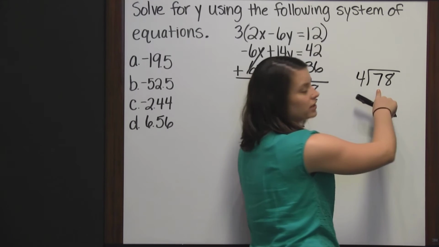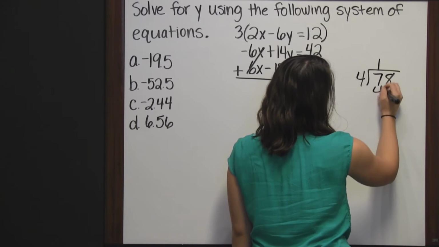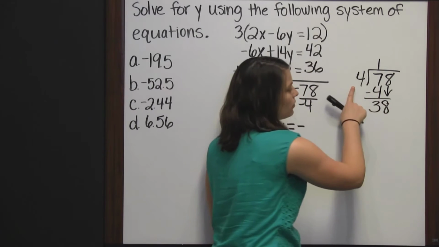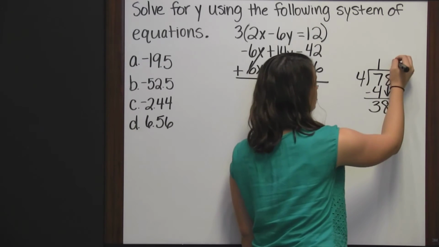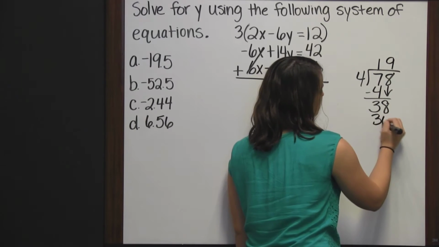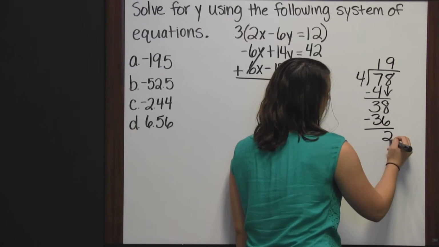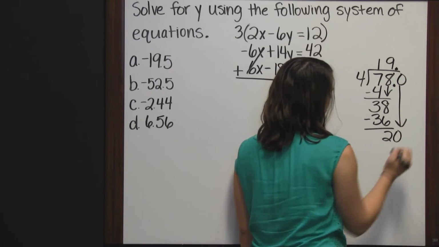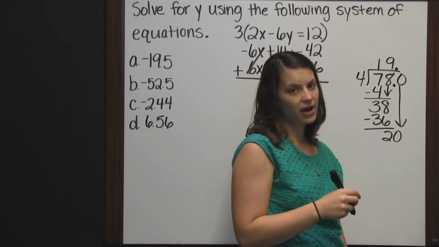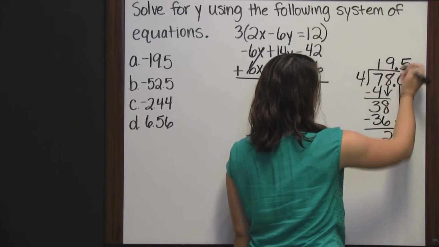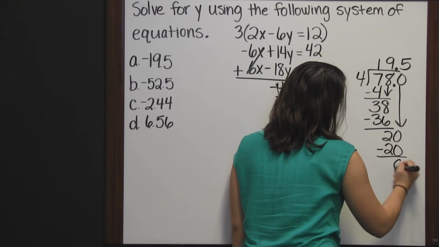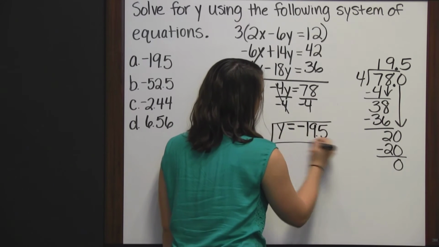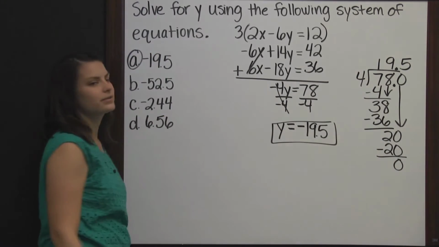4 goes into 7 one time. 4 times 1 is 4. Subtract it, 3. Bring down the 8. 4 goes into 38 9 times. 4 times 9 is 36. Subtract and you get 2. Add a decimal and a 0. Bring it down. And 4 goes into 20 5 times. 4 times 5 is 20. Subtract and you get a remainder of 0. So it's negative 19 and 5/10, which is answer A.